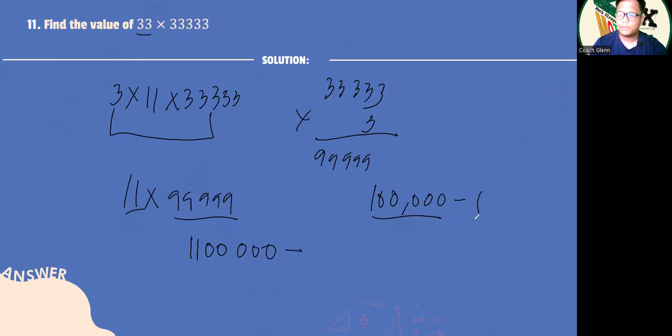Next, we need 11 times 1. That's just 11. So we just subtract these two. Now it's easier. So this becomes 10. Borrow, borrow, borrow, borrow. So this will become 0, 9, 9, 9, 9. 10 minus 1 is 9. 9 minus 1 is 8. And then bring down all the rest of the numbers. The final answer should be 1,099,989.